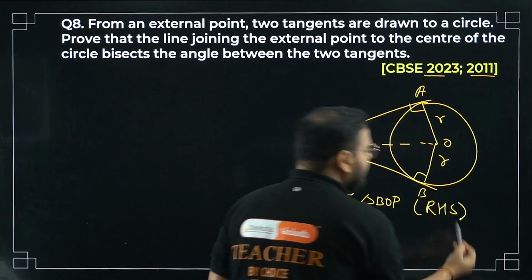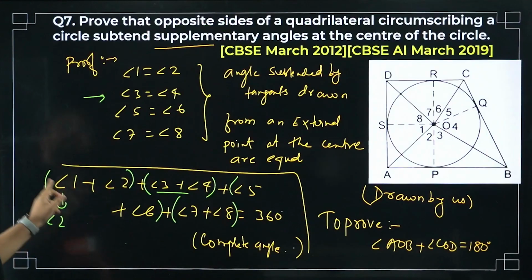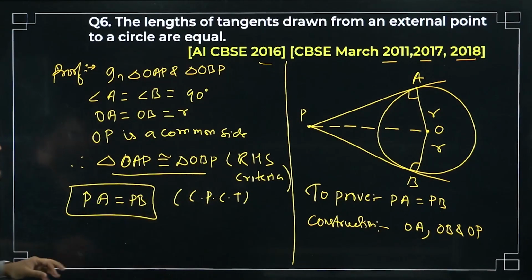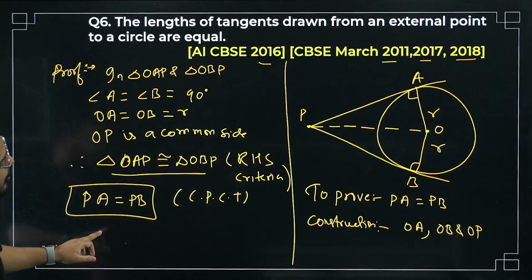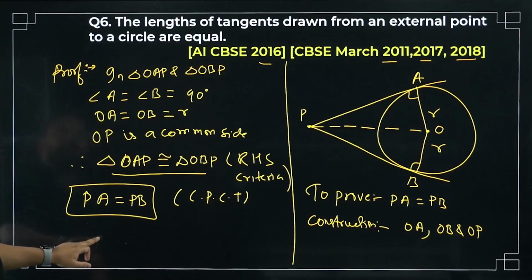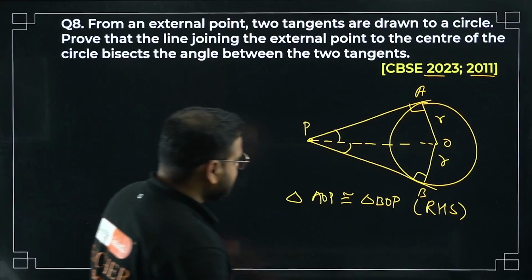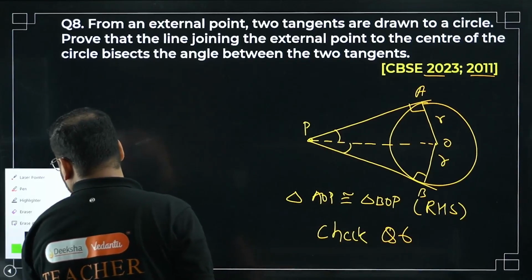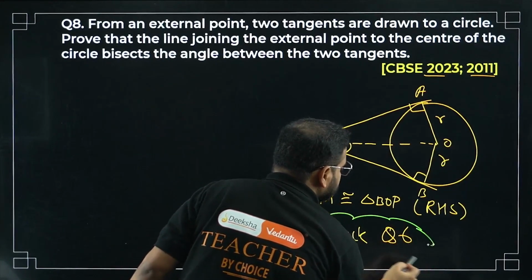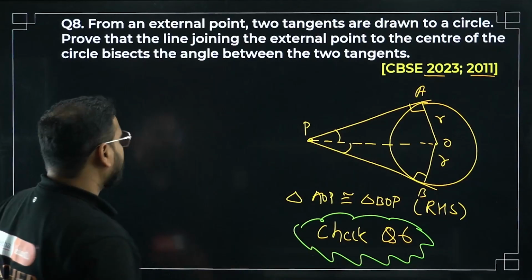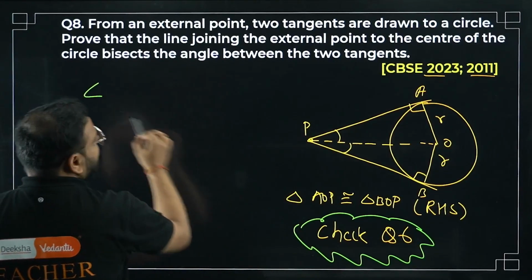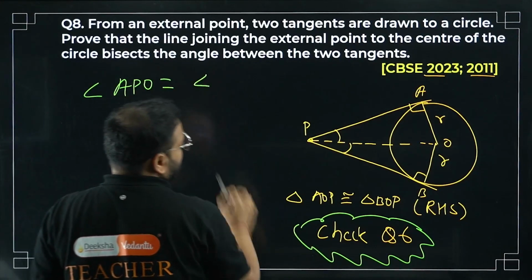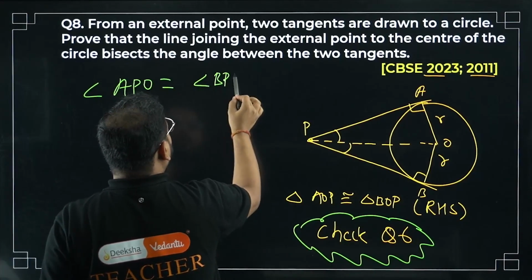Sir, how? Question number 6, same thing I've done here. OAP and OBP I've done, so same property, right? OAP and OBP or AOP and BOP is also the same thing. So I'll write here question number 6. Please check question number 6 for this beautiful answer. Once that is done, we can say directly by CPCT angle OPA, or APO, equals angle BPO. How come, sir?